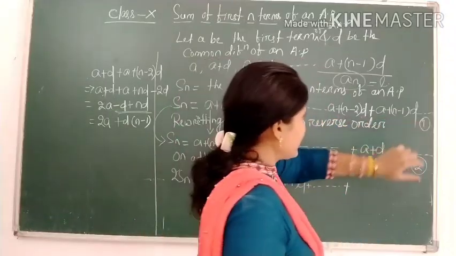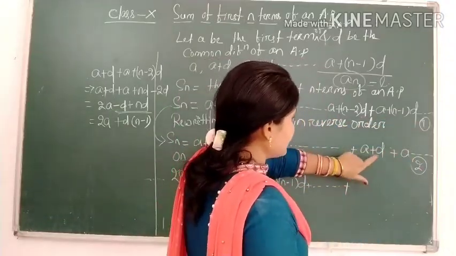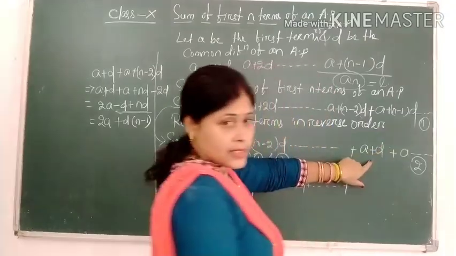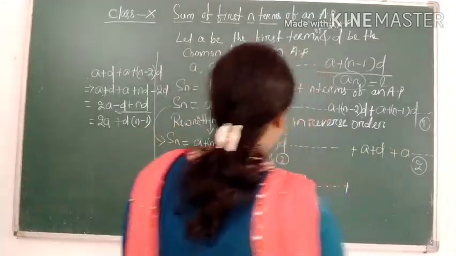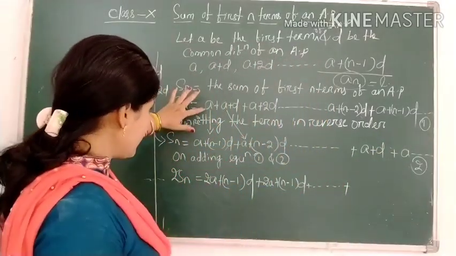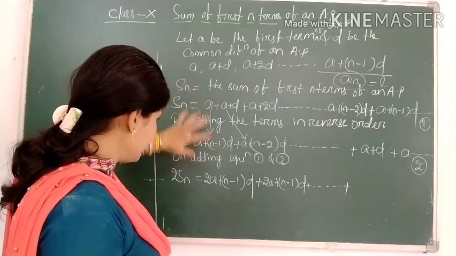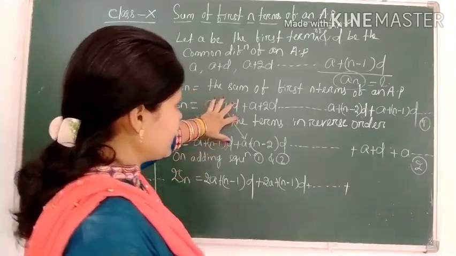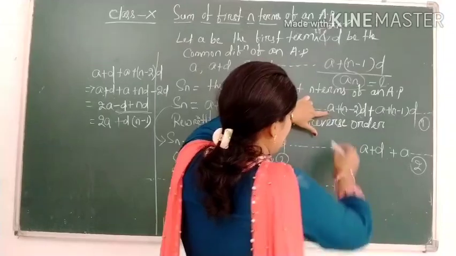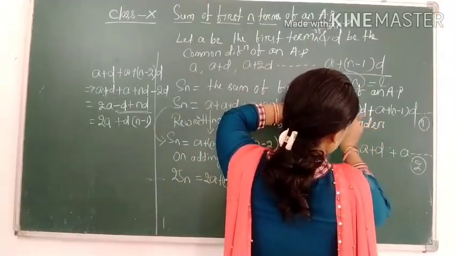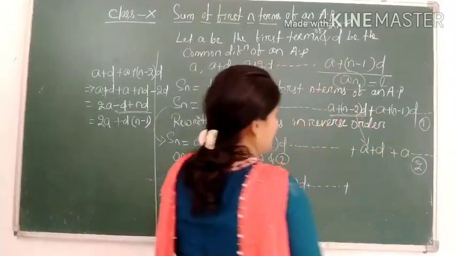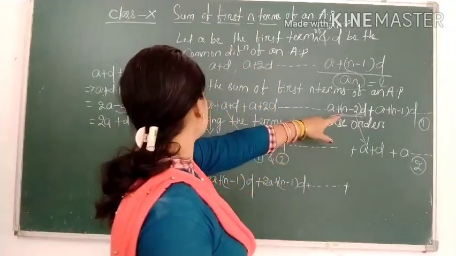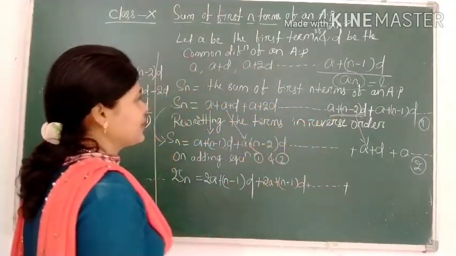Then look at my first equation. A plus... this is my first equation, this is my second equation. Again, I have already done these two. Then I have to add A plus n minus 2 into D with A plus D.